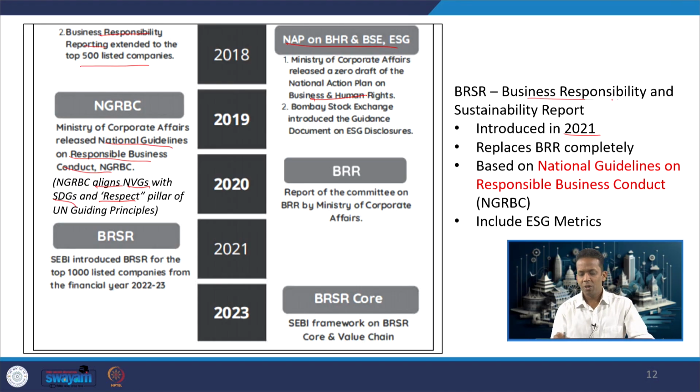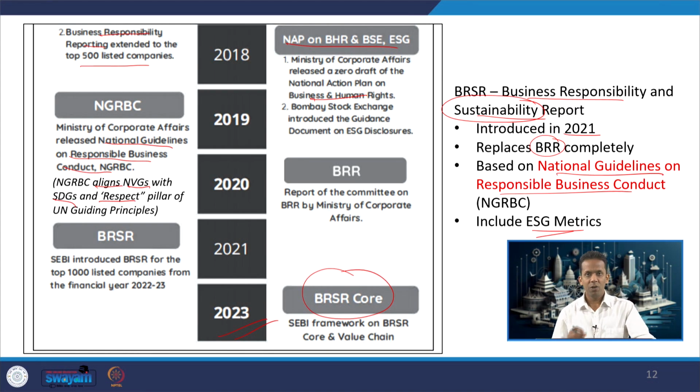And in this business responsibility and sustainability report, the word sustainability is now added in addition to responsibility. So, it replaced the earlier BRR, business responsibility report, and now this BRSR is based on the National Guidelines on Responsible Business Conduct, and it includes ESG metrics also. So, from 2021 onwards, when it was introduced, from 2023 there is something called BRSR Core. It formed the SEBI framework.